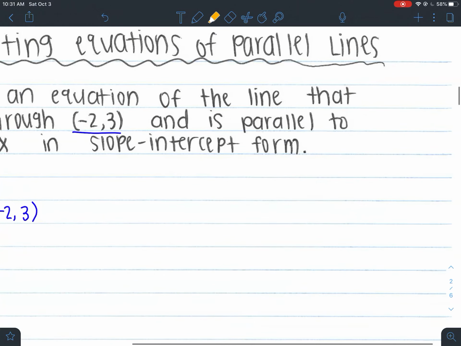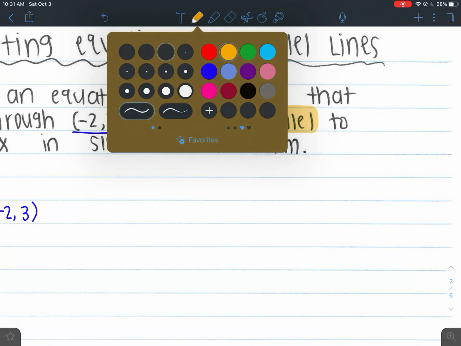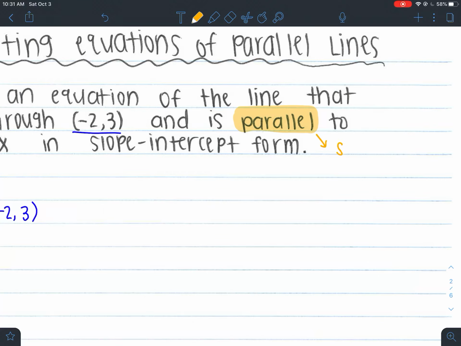Now we want to make a line that is parallel. I was like, what kind of line do they want us to make? They want us to make a line that is parallel. Now what do I know about parallel lines? They have the same slope.